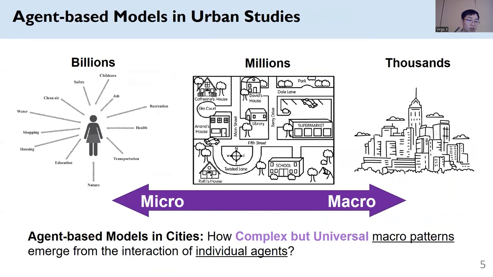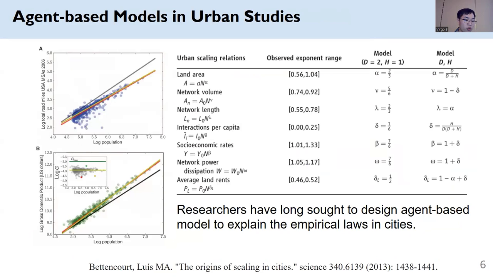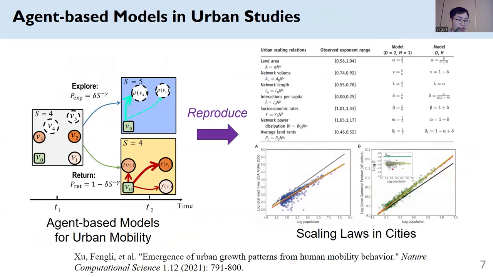So I believe that is the key topic of agent-based models in cities: how complex and universal macro patterns can emerge from the interaction of individual agents. Afterwards, a lot of agent-based models were used to explain universal empirical laws in cities. One of our previous works showed that agent-based models for urban mobility can reproduce several important scaling laws in cities and also predict the fractal morphologies of cities very accurately.